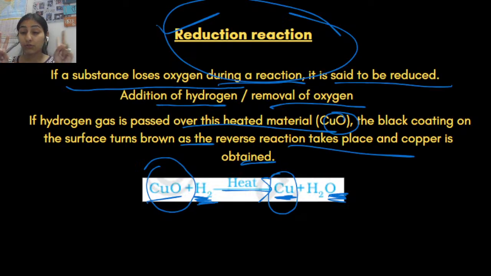So these are the two most important reactions, reduction reaction and oxidation reaction. In oxidation reaction, there would be addition of oxygen and removal of hydrogen. The species that is gaining oxygen would be regarded as oxidized. And opposite to this, in reduction reaction, there would be addition of hydrogen and removal of oxygen. Any species that loses oxygen or gains hydrogen would be regarded as reduced, right?